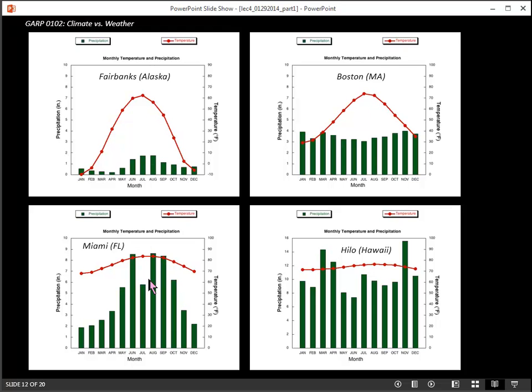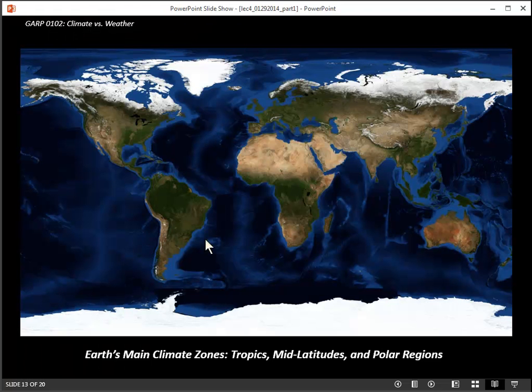And here we have Miami, Florida, a fairly modest annual cycle in air temperature, but a very strong annual cycle in precipitation. That's why January, February, and December are the nicest months to go to Florida, because that's the dry season. It doesn't rain that much, and it's actually a little bit cooler than the hot and humid summer months of June, July, and August. That also defines the main climate zones on the planet. And the main climate zones on the planet are the tropics, the mid-latitudes, and the polar regions of the planet.